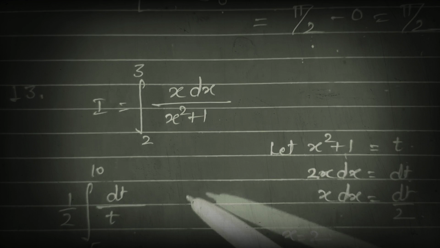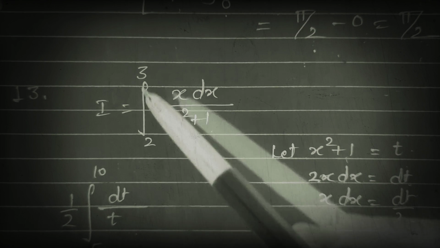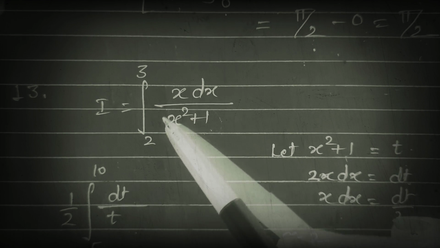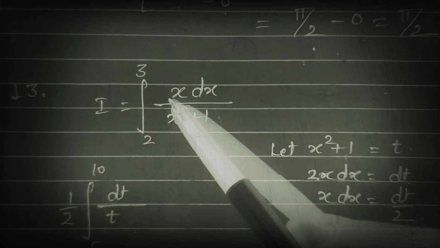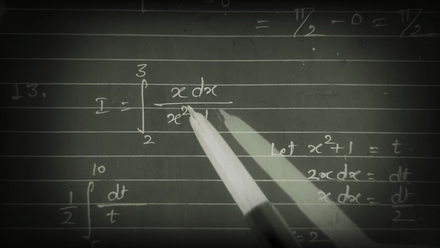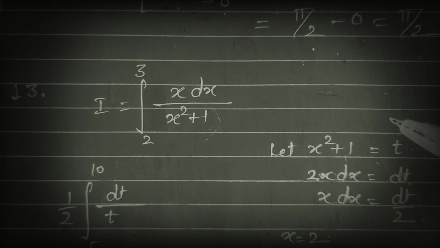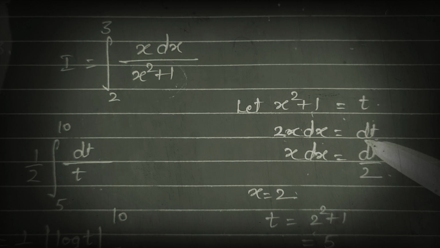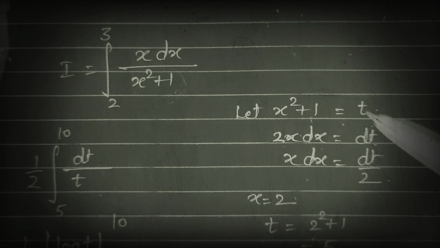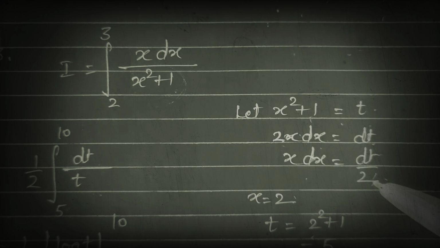Now come to question number 13. X dx upon x square plus 1, and the limit is 2 to 3. We know that the derivative of x square plus 1 is in the form of x. So if we put x square plus 1 as t, it will be dt. So x square plus 1 को t let कर ले. So 2x dx is equal to dt. So we have here x dx. तो हम क्या करेंगे, 2 को इधर डिवाइड कर देंगे. So x dx is equal to dt upon 2.